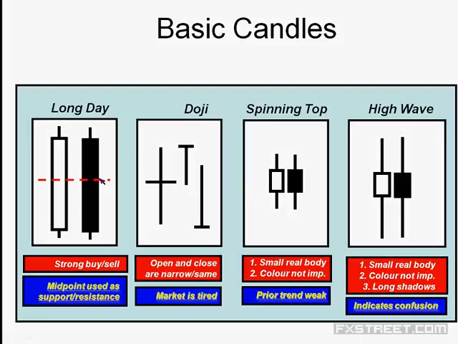Long candlesticks, bullish and bearish. Doji candlestick, that's when the open and the close are the same. And then these are 2 other variations which we don't have time enough to go into, but just keep it in mind. Long candlestick, doji candlestick, that's the most important part. Okay, now long candlestick just shows you strong buying and strong selling. Doji shows you that the market is either undecided or tired, and then spinning top and high wave are variations of the first 2, which I'll talk about later in the next webinar.